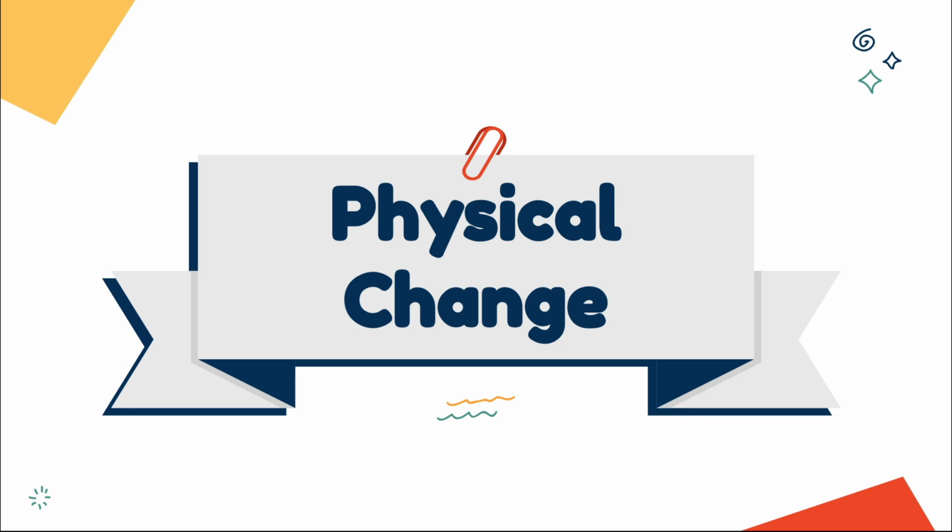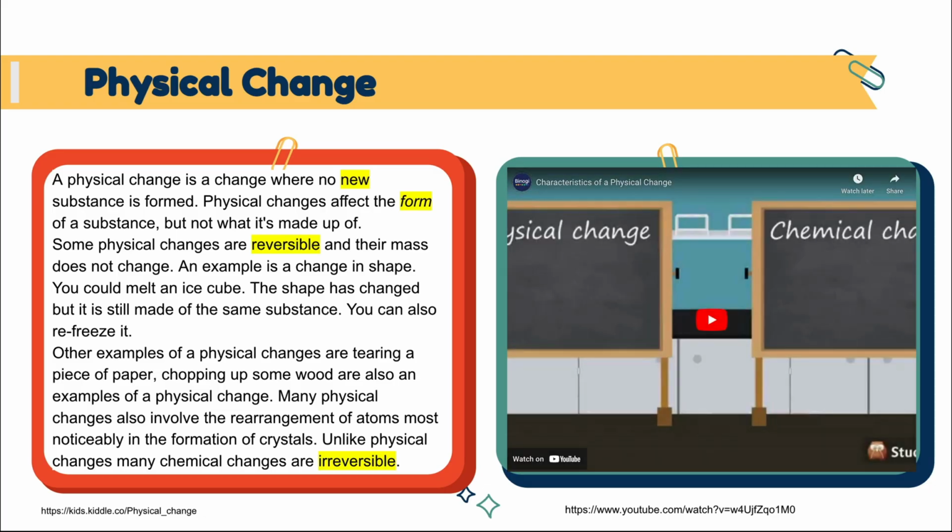Physical change. A physical change is a change where no new substance is formed. Physical changes affect the form of a substance, but not what it's made up of. Some physical changes are reversible, and their mass does not change. An example is a change in shape.